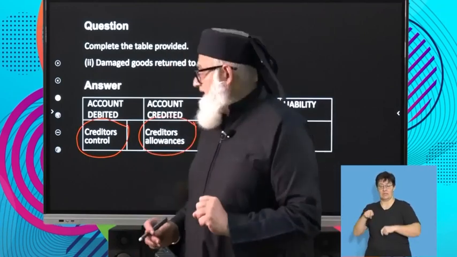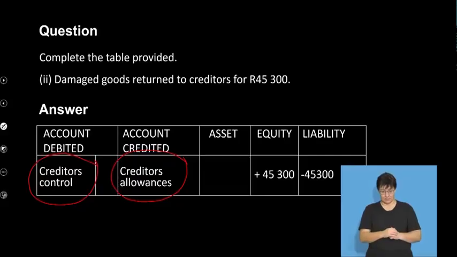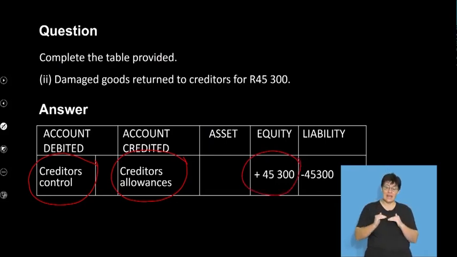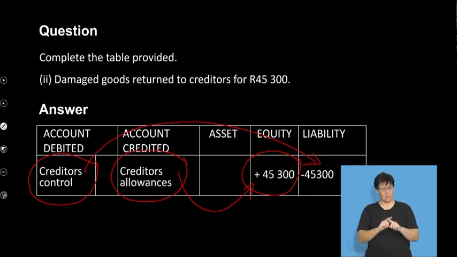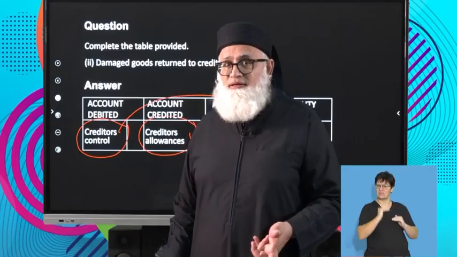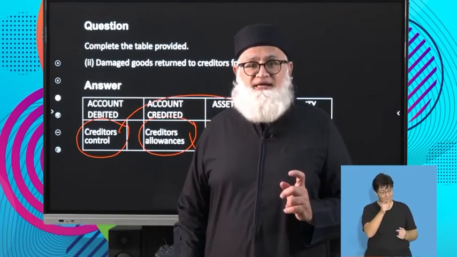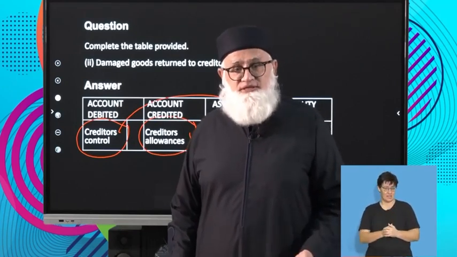Now watch this here. Watch. Your equity increases by 45,300, and you must be asking why. Let's do the liability first. Creditors' control, obviously we know, will decrease because we are returning goods, clearly. So you're owing your creditor less money. But why is my owner's equity increasing? Now this is the reasoning behind it and the understanding of it.